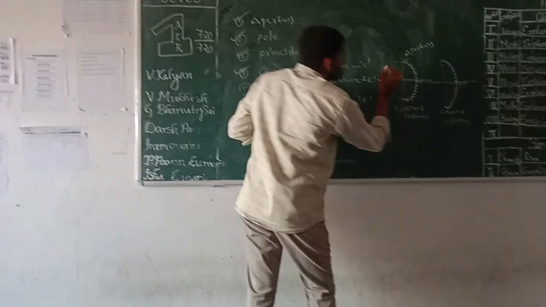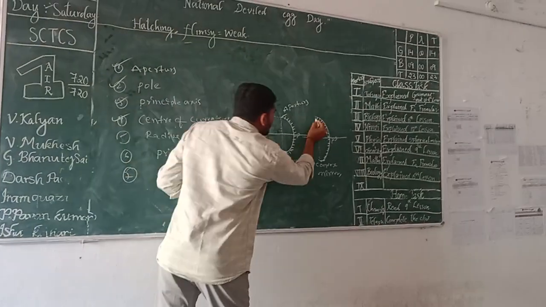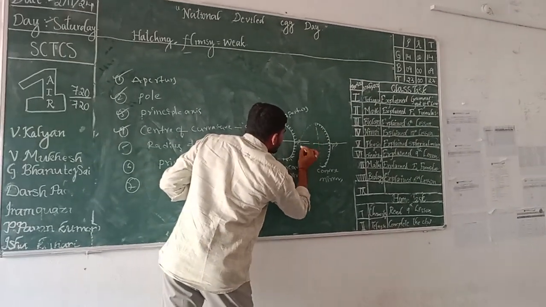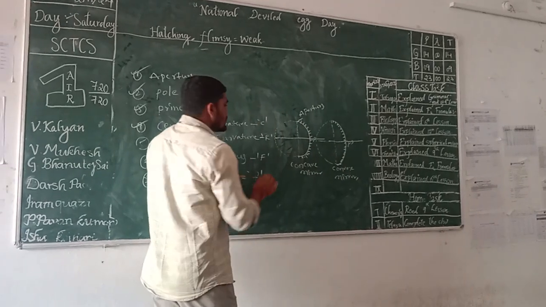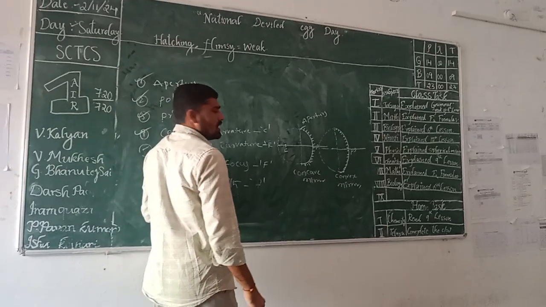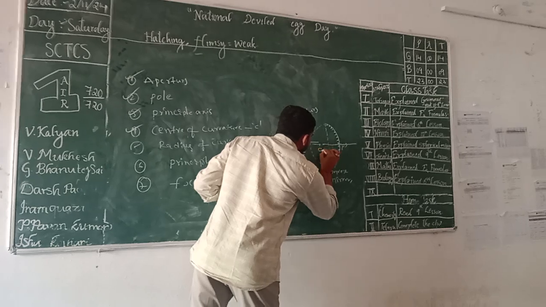So the circle is in a sphere. Okay, so this point is the center.